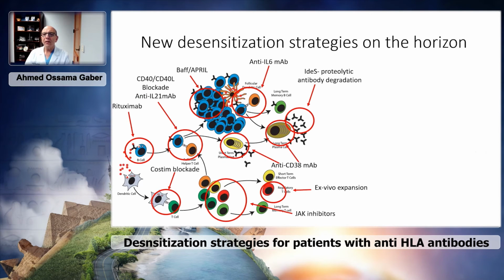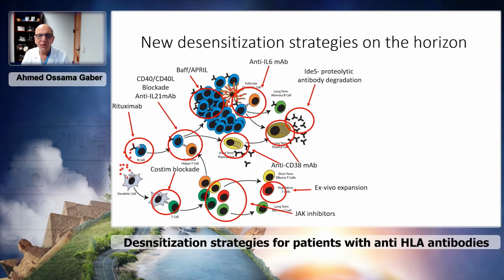So what are the desensitization strategies? We all desensitize using plasmapheresis, IVIG, and rituximab. But there are lots of other desensitization strategies based on the mechanism that I explored with you.